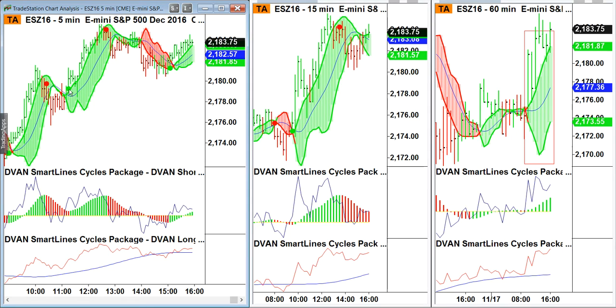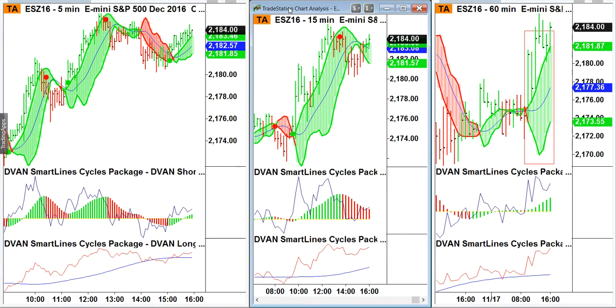I also have the DVAN pressure and DVAN velocity signals indicators included here. The velocity signals indicators are these green and red dots that show potential entry points using a velocity-based algorithm, and the DVAN pressure paints price bars based on buying or selling pressure. Green means buying pressure, red means selling pressure.